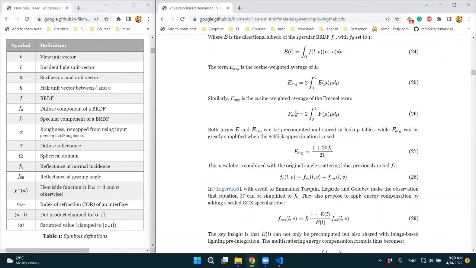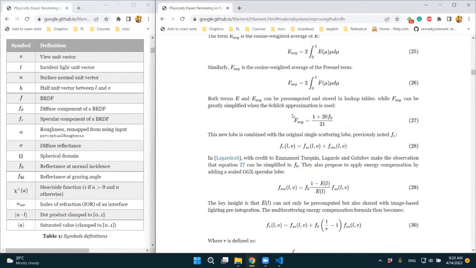The Fresnel average term can also be greatly simplified because we use the Schlick approximation. Probably this is just a bunch of calculus to derive from here to here.